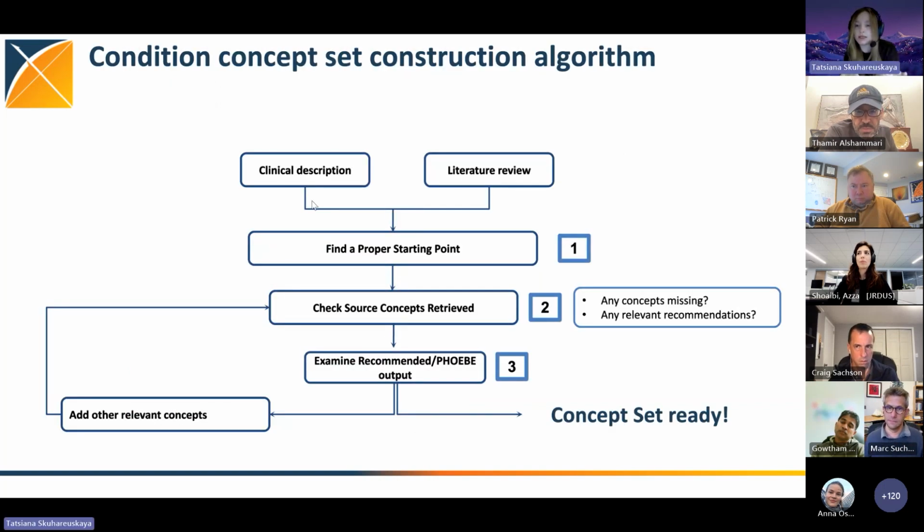Here is an algorithm that we're going to be replicating, and this could be a good starting point for you if you're creating your concept set from scratch. The most important point here is that it is an iterative process. No matter where you start from, you would still need to check the codes, the concepts that are in your concept set, both standard and source, check the recommended output or Phoebe output and iterate, add any concepts that you wish to add, remove irrelevant concepts, and this way, by iteration, you would arrive at your desired concept set.